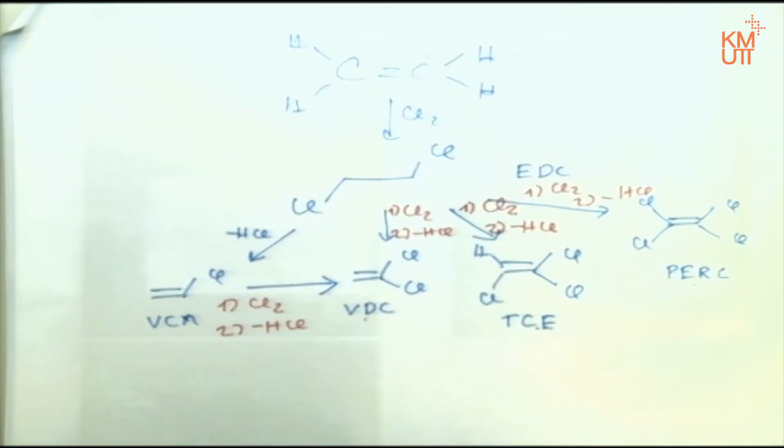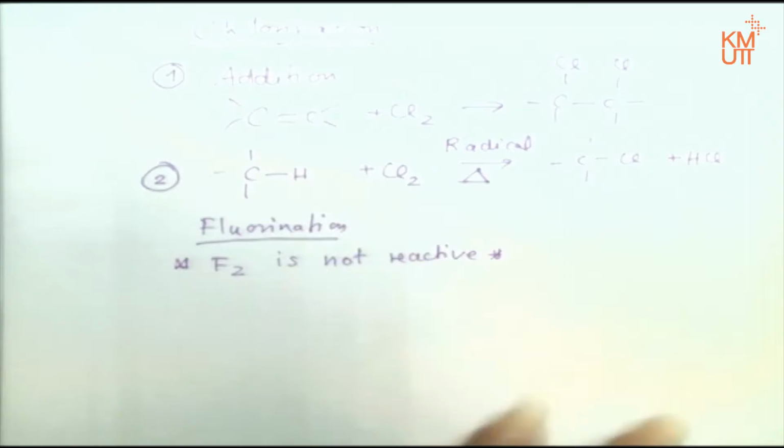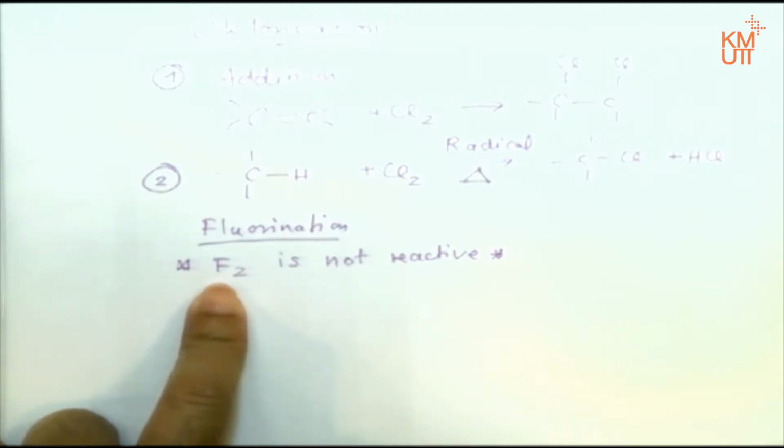So if you want to produce a compound which contains fluorine, what do you have to do? You have really limited methods to introduce fluorine to the carbon when fluorine gas is not reactive. How to do it? These two reactions are not possible because fluorine gas is not reactive. So how to introduce fluorine? In normal conditions it can work, but it is very difficult.